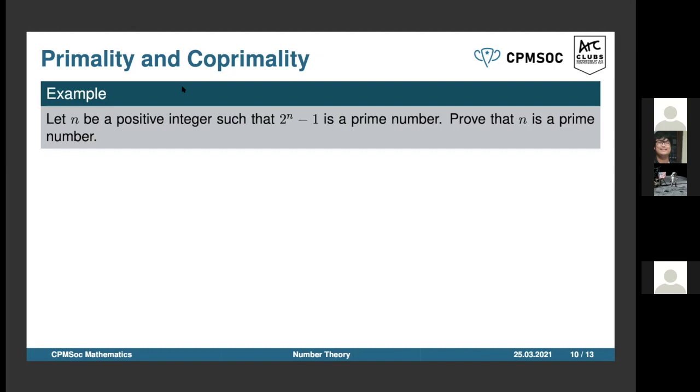So all we can do is try proving the contrapositive, which is pretty interesting. The contrapositive means if the second half of the statement is not true, then prove that the first half of the statement is not true. So if I write the contrapositive down, it will be: if n is not prime, implies that 2 to the n minus 1 is not prime.